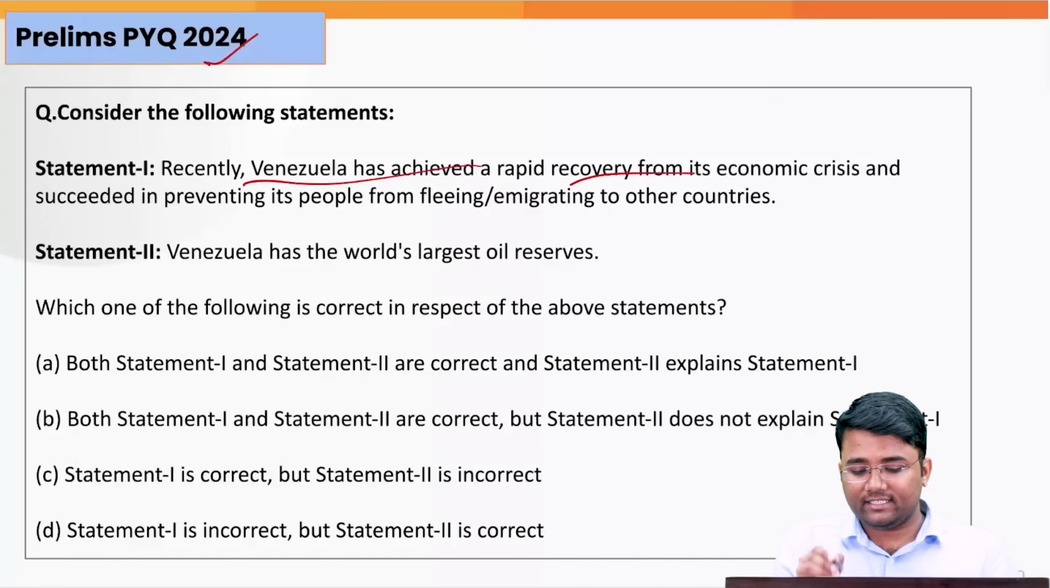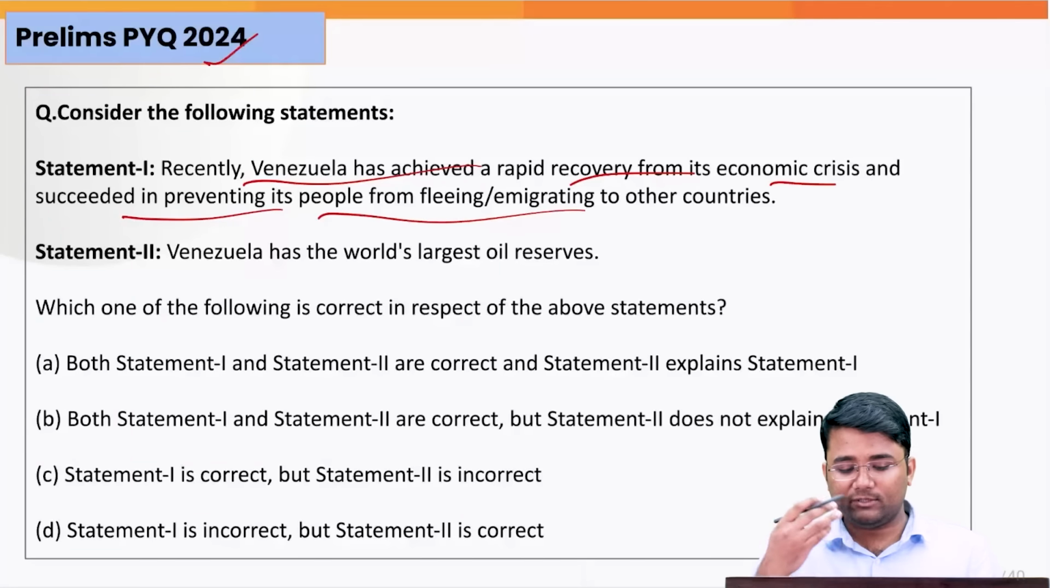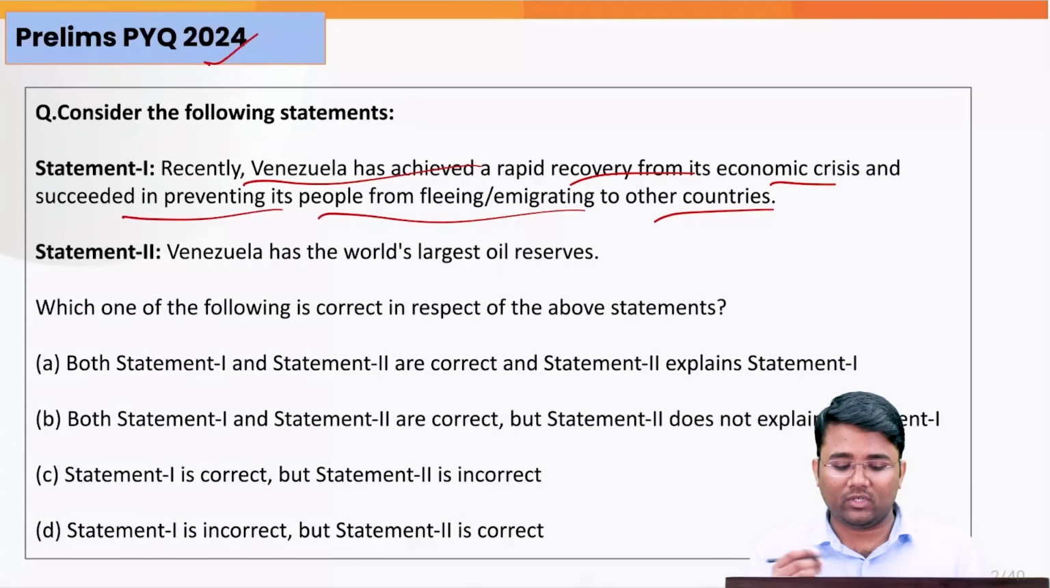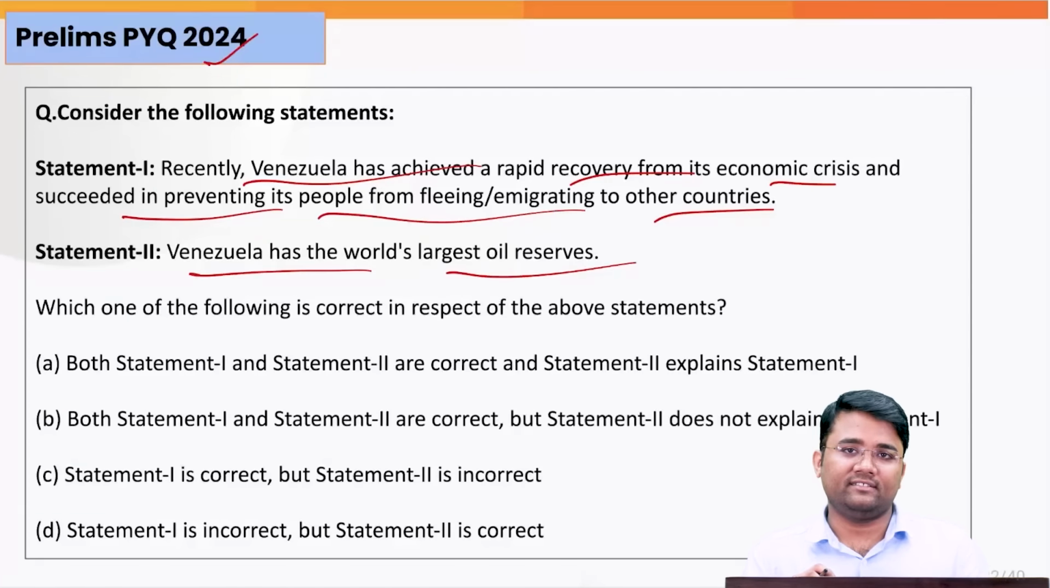A prelims previous year question that was asked in 2024: Recently, Venezuela has achieved rapid recovery from its economic crisis and succeeded in preventing its people from emigrating to other countries, and Venezuela has the world's largest oil reserves. Please tell me the answer to this particular question in the comment box.